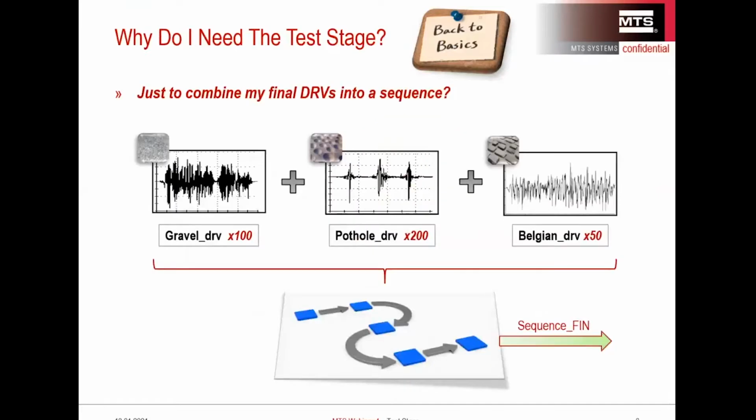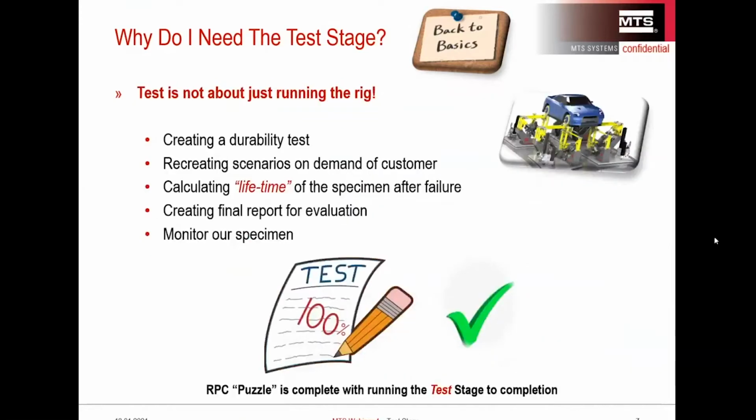At first glance, it seems that we just use the test stage to run our durability test. In the simulate stage, we got our final drive files and use them now as our final sequence, which is illustrated here. We have different scenarios recreated, like gravel, pothole, or Belgian, and then we nest them into different sequences. This is certainly what we do in the test stage. All our customers have a speciality to create these scenarios in a different way. But this is not the only function of the test stage.